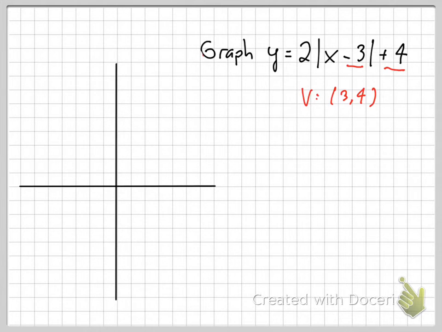So I'm going to go over 3, up 1, 2, 3, 4 right here. So this is the vertex of my graph. From here, that 2 is going to tell me my slope. So from that vertex, I'm going to go up 2 over 1, up 2 over 1. This graph is going to be a V, and it's going to be symmetrical, so I'm going to go up 2 over 1 the other way. And this would be my graph.